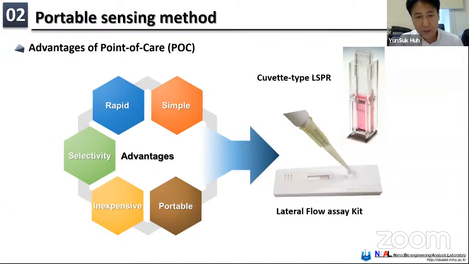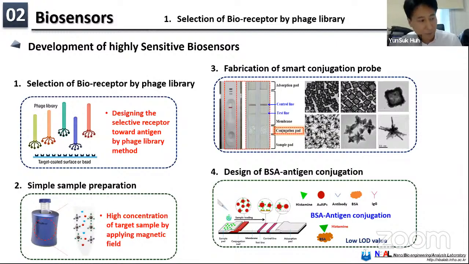So this slide shows how we can obtain the advantages of the portable sensing technique. This slide shows how to improve the portable sensing technique, so how we can make it a more promising portable sensing technique. We have to consider 4 categories.